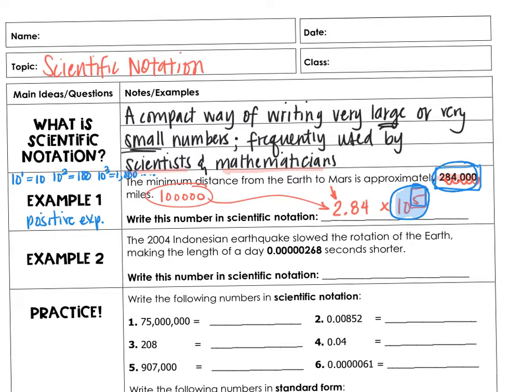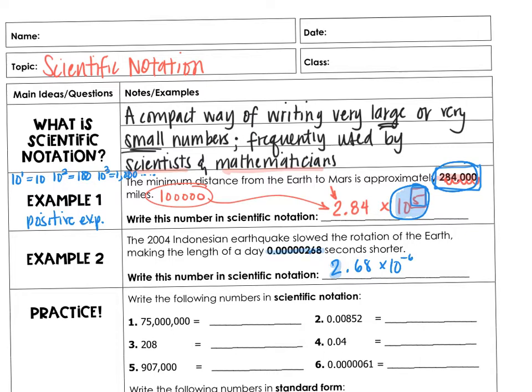Let's compare that to example 2. Example 2 says the 2004 Indonesian earthquake slowed the rotation of the earth, making the length of a day 0.00000268 seconds shorter. So in scientific notation, this would be 2.68 times 10 to the negative 6.